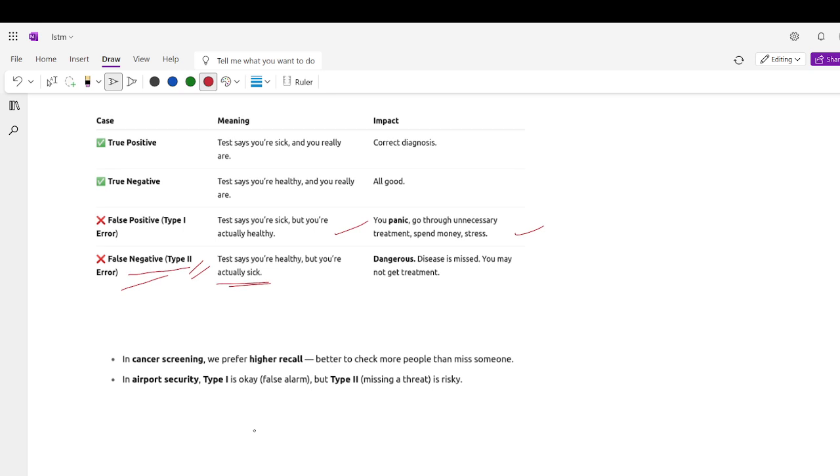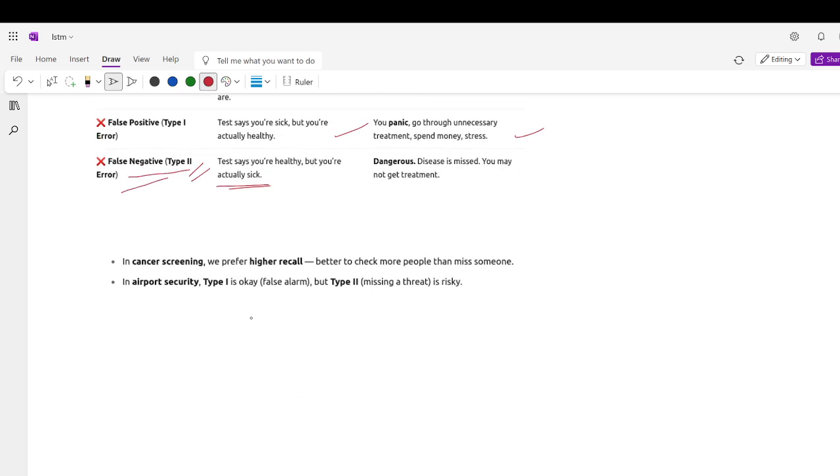Other scenarios: in cancer screening, we saw that we prefer higher recall because the higher recall covers this false negative part. In airport security, type 1 is okay, a false alarm, where actually you don't have anything and the alarm goes off. But type 2 error is missing a threat. For example, someone has a bomb and it was not detected by airport security. That is type 2 error, which is very risky.